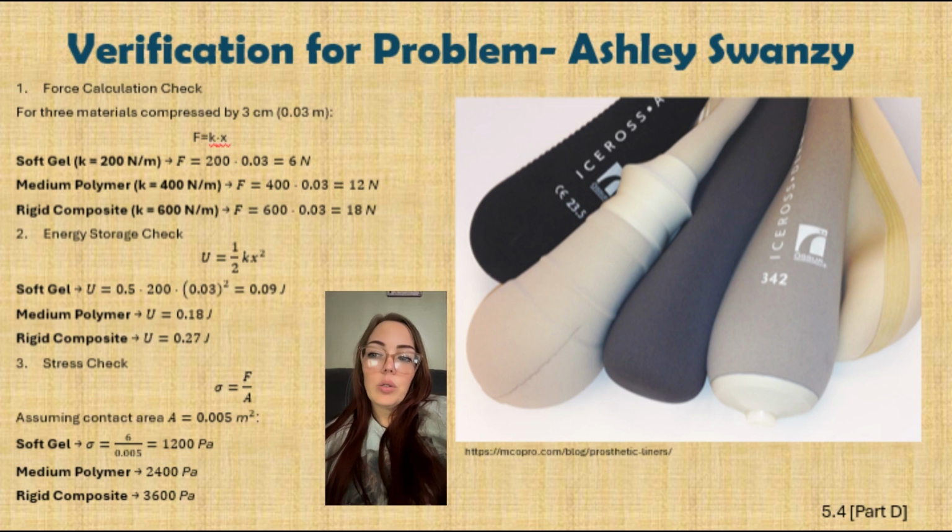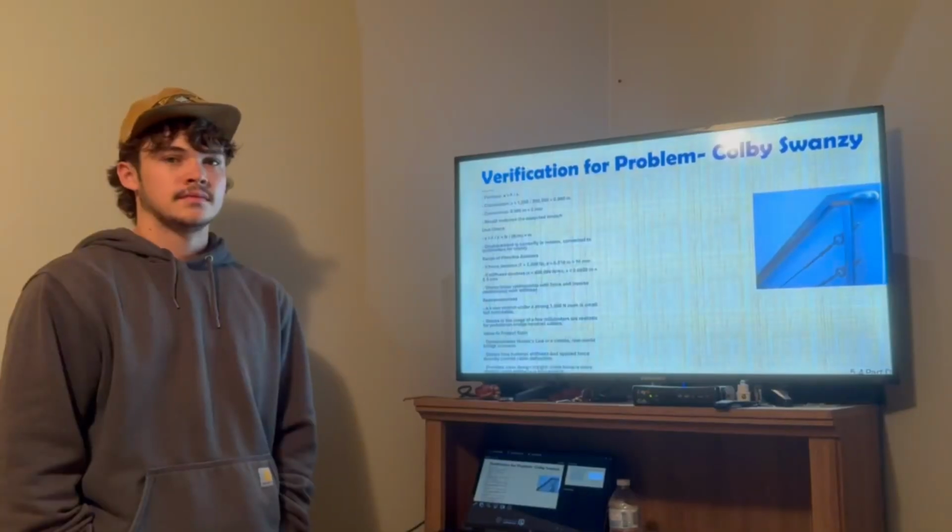Step 2, the energy storage check. These values are also reasonable. The units are measured in joules, which is used for energy, and this means that the energy increases faster than force. Then for step 3, the stress check. These values are also reasonable. Units are in pascals, which are used for pressure. The range is within safe limits for skin contact in prosthetics.